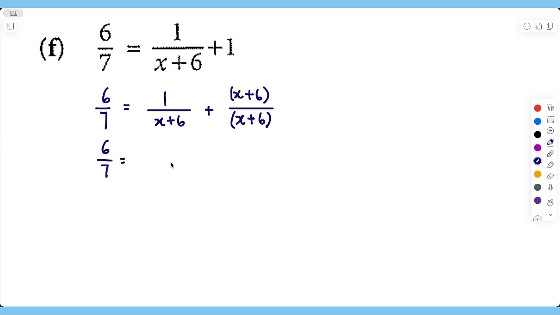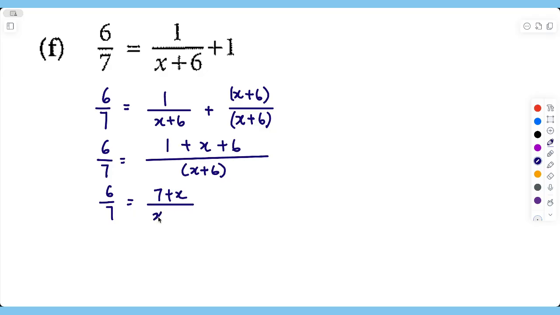Left side is 6 over 7. Now let's put the right side into one single fraction with the common denominator x plus 6. And that gives us 1 plus x plus 6 in the numerator. This becomes 7 plus x over x plus 6. Or rather, we can write it as x plus 7. We have single fractions on both sides. We are ready to cross multiply.